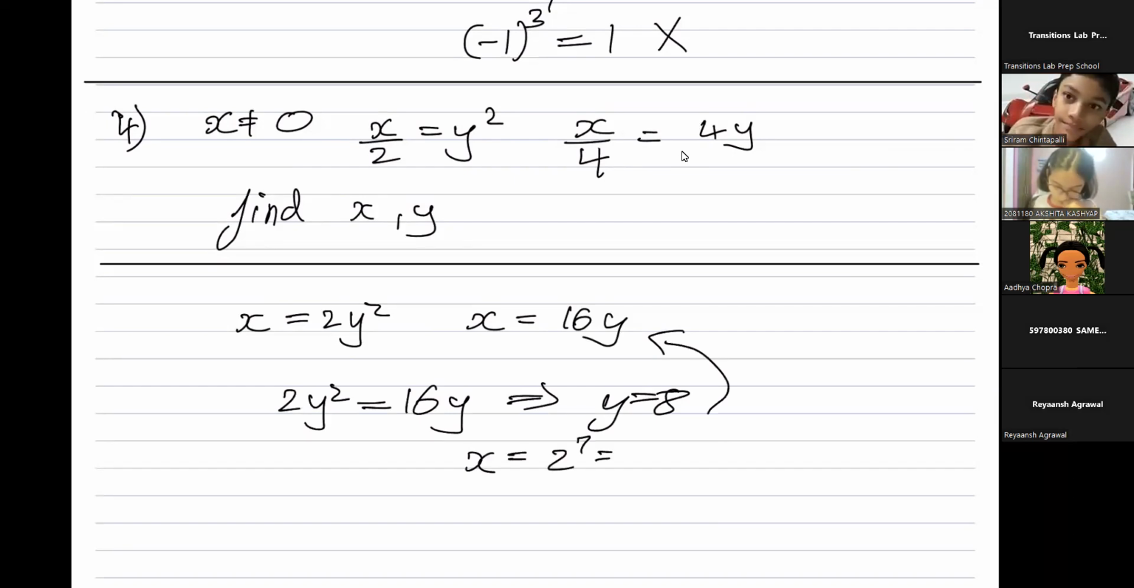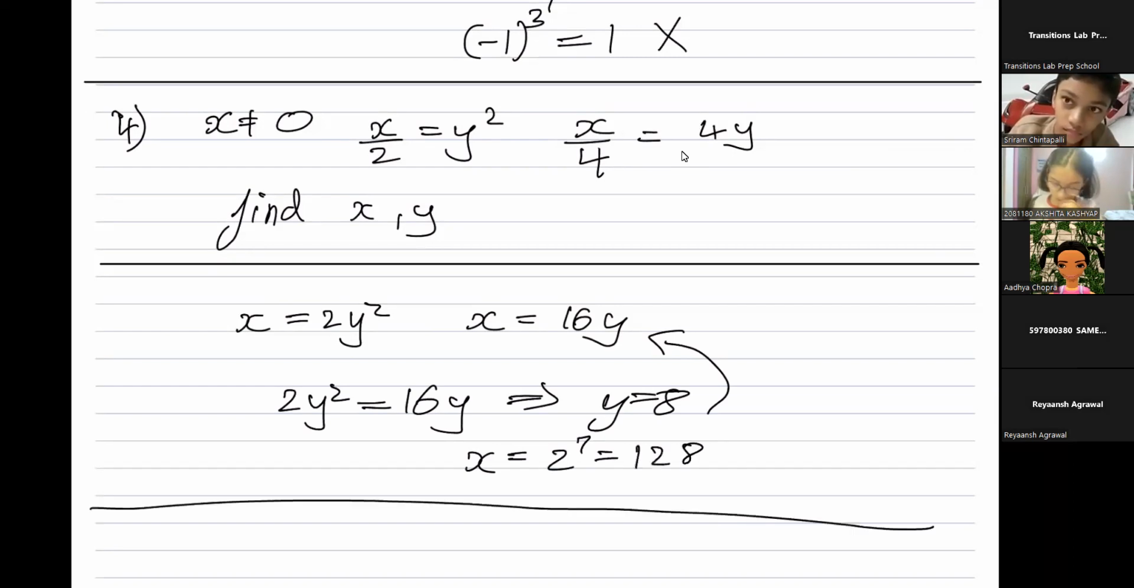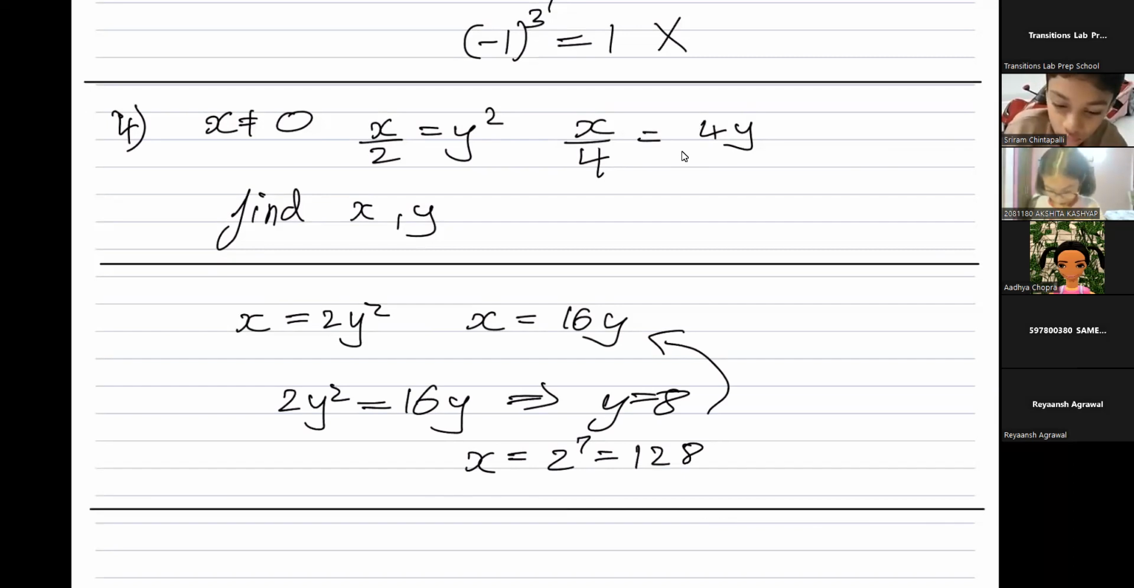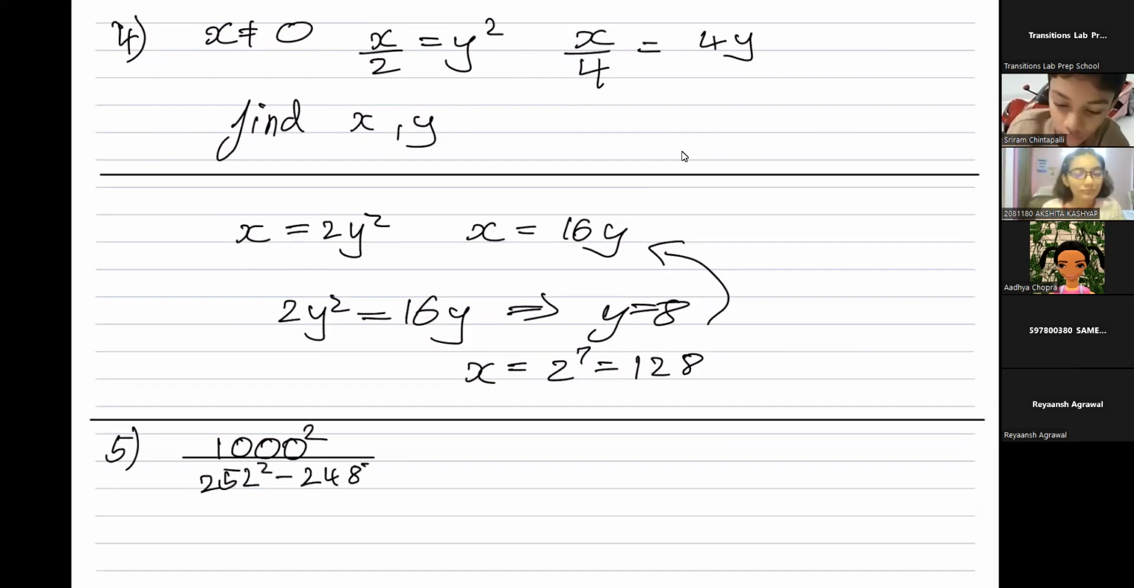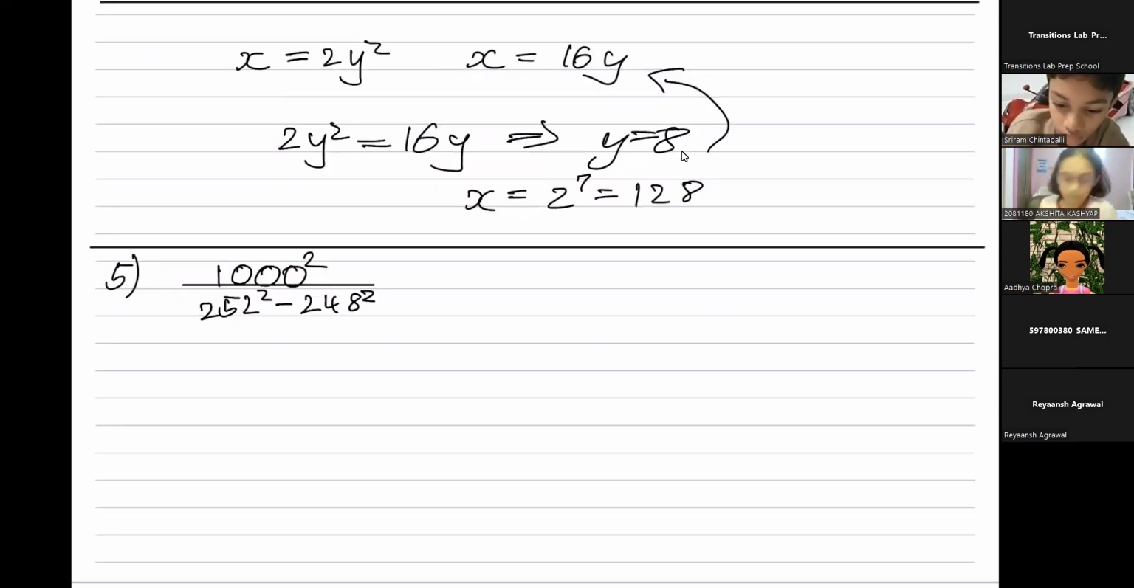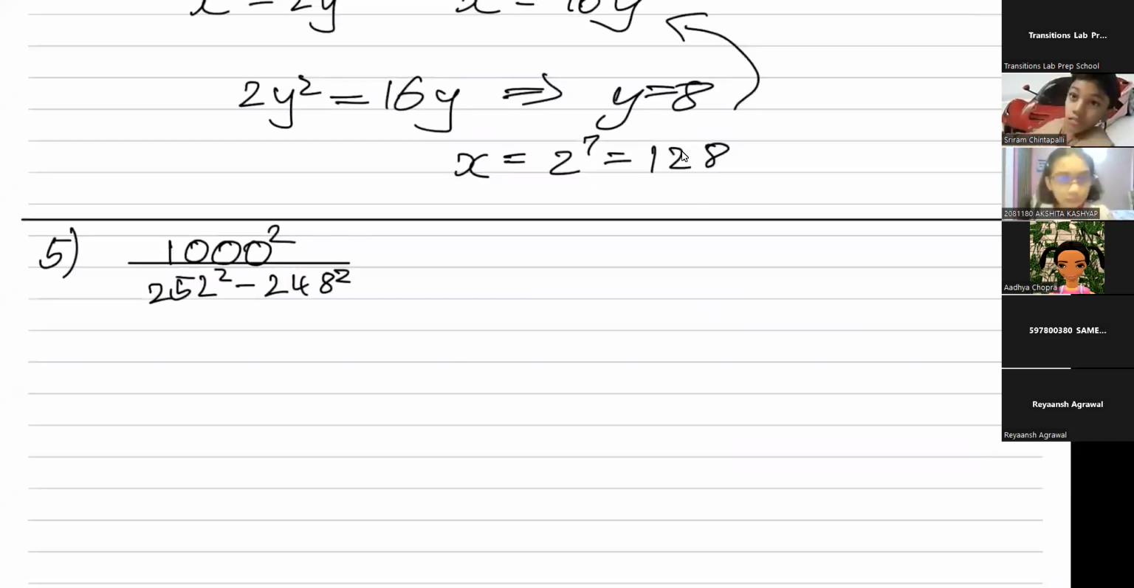This I just kept so that at least a few people, or more people, are able to solve this. This is an easy question, just a filler question. Now let's start with the identities application. Okay, you have 1,000 square divided by 252 square minus 248 square. Apply the knowledge of identities over here and find the answer of this first.